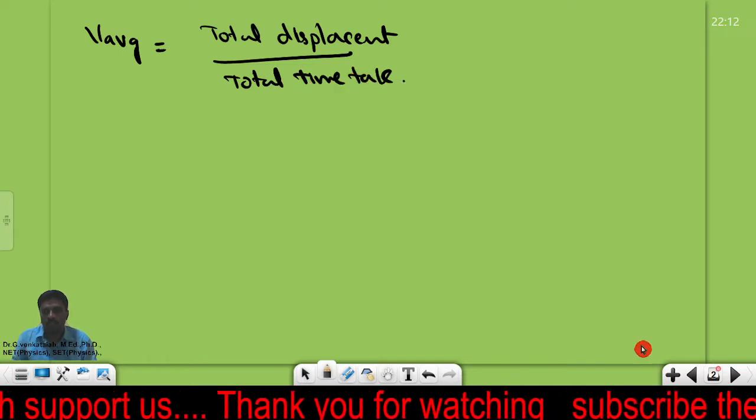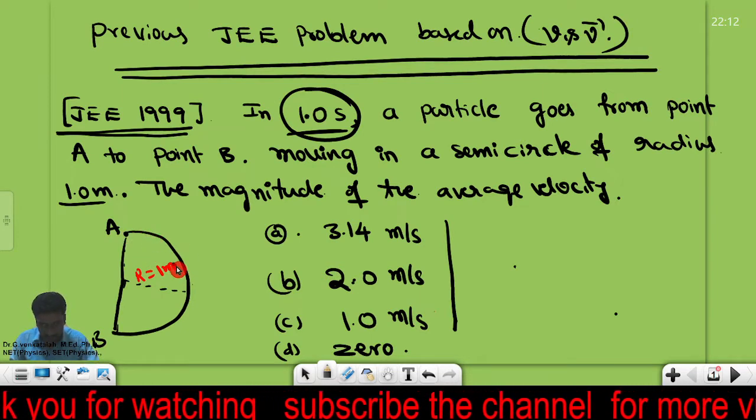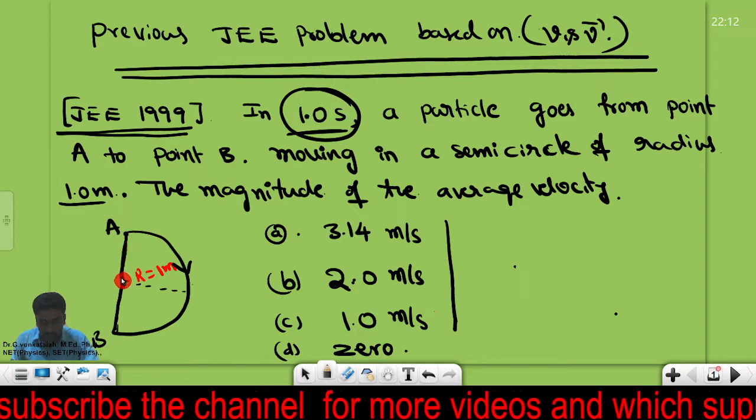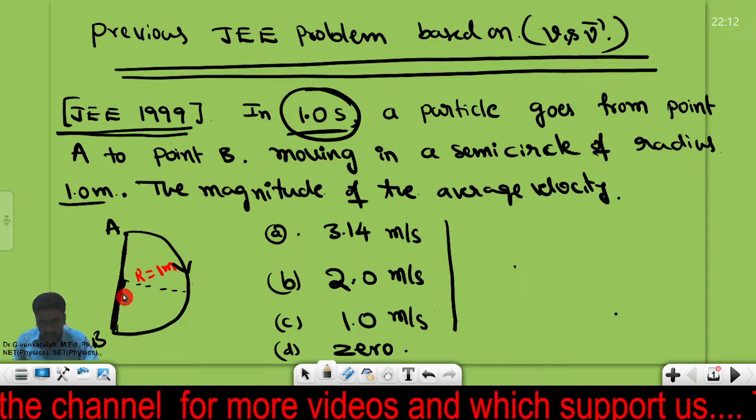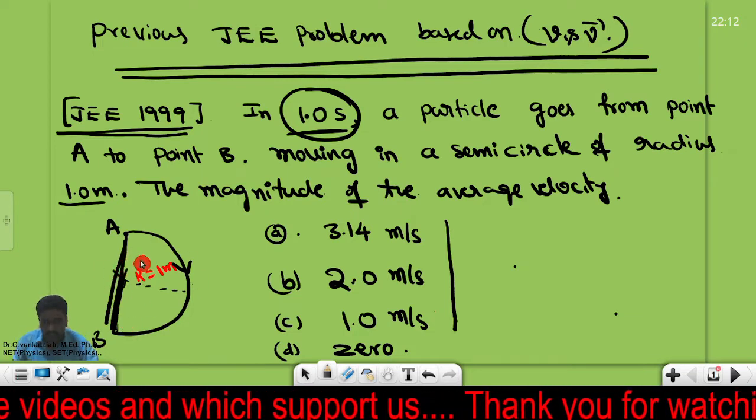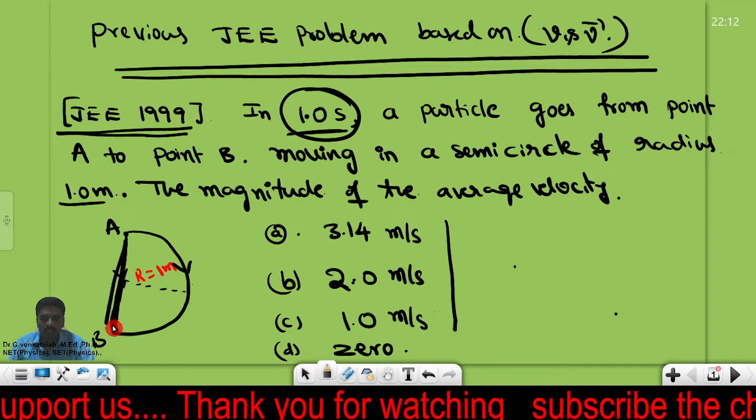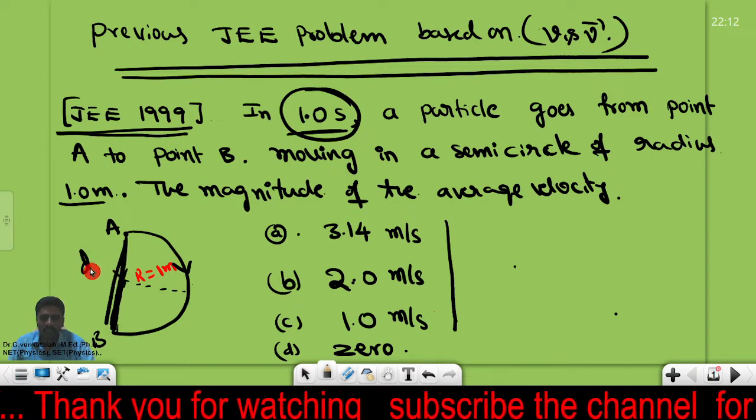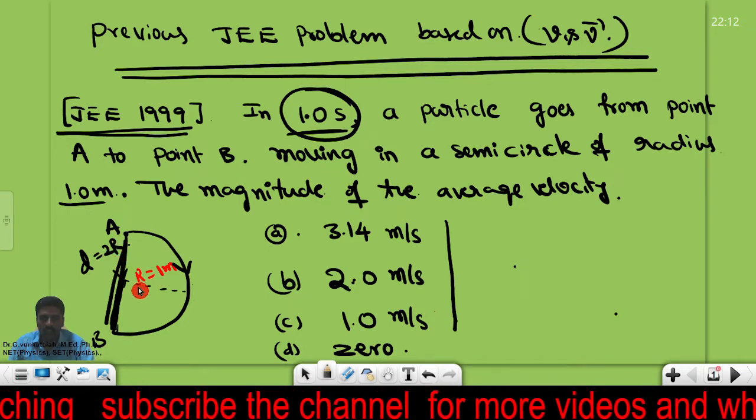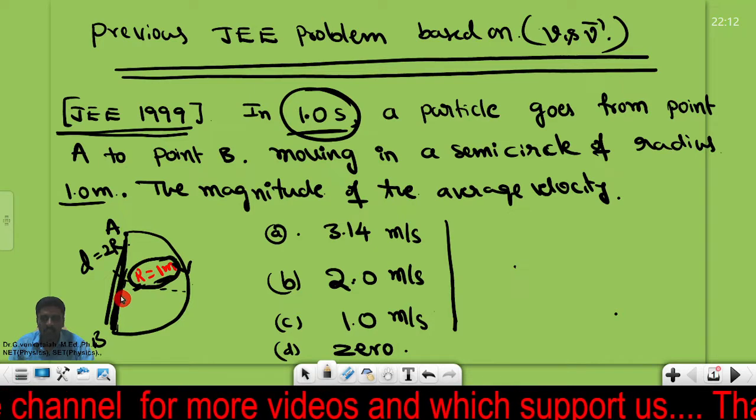In this diagram, will you please look at this one? The particle is moving from A to B like this. This is the displacement. The path is a semicircular path, so the displacement is the diameter of the circle, which is equal to 2r. In this problem the radius of the circle is 1 meter, which they have provided.